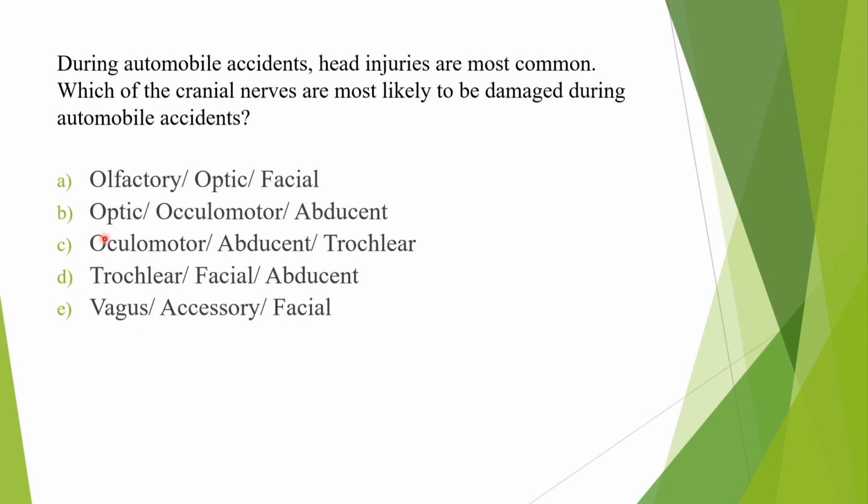So the correct option is C, because oculomotor, abducent and trochlear, these are the nerves which have a long course and they are crossing the bridges from the posterior and middle cranial fossa to the anterior cranial fossa to supply the different parts of the eye. So these are the nerves which are commonly affected in case of head injury, and option C is the correct option.